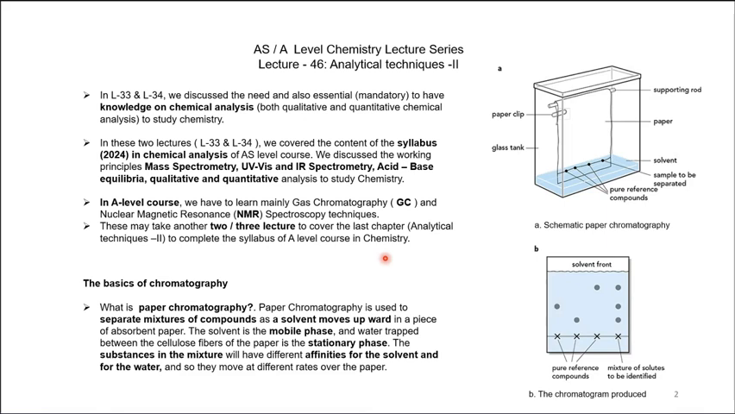But nowadays, to learn chemistry, we do have to go for analytical techniques. There are lots of different techniques. But in AS and A level, we have to study mass spectrometry, UV visible IR spectrometry, acid-base equilibria, etc. And in A level analytical chemistry, gas chromatography and nuclear magnetic resonance spectroscopic techniques. These are in the analytical chemistry chapter of the A level syllabus.